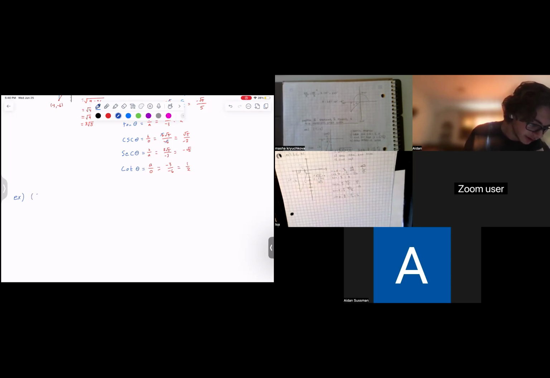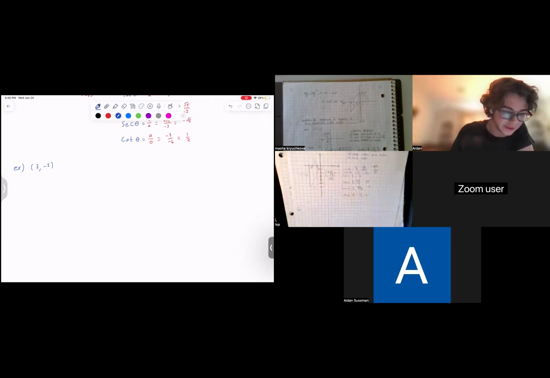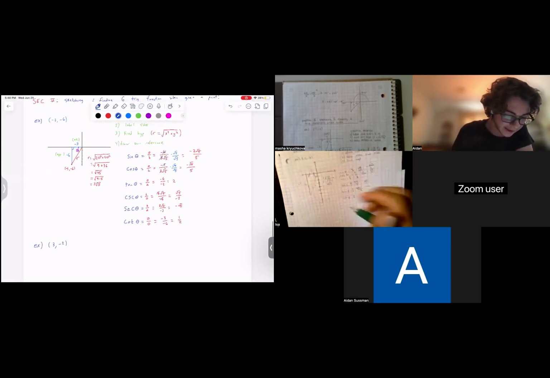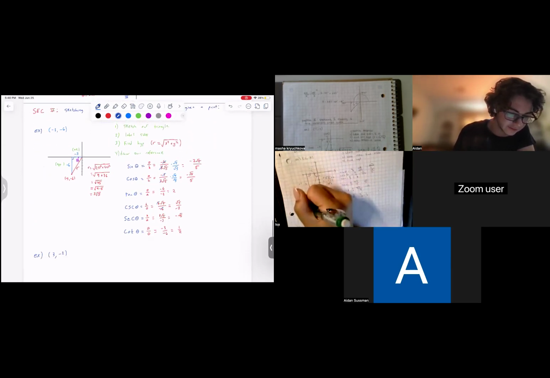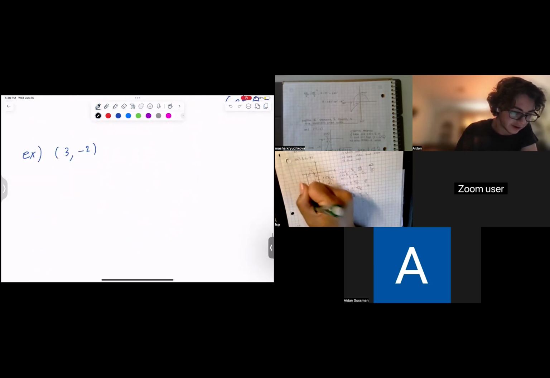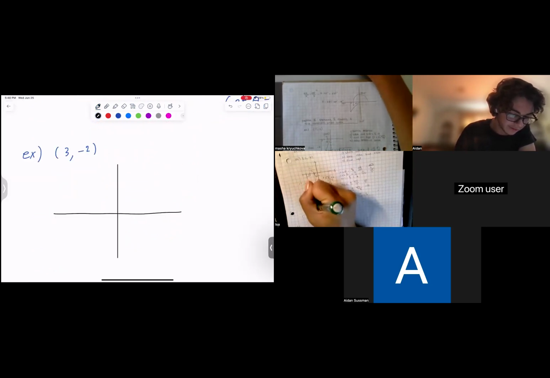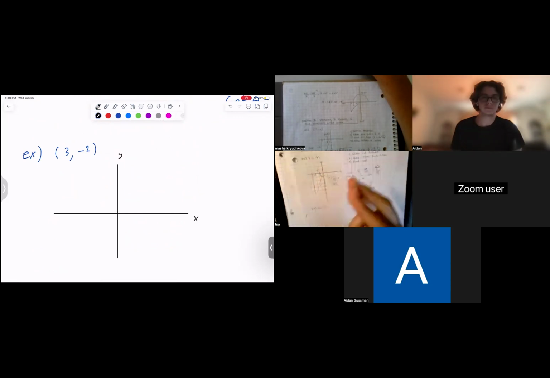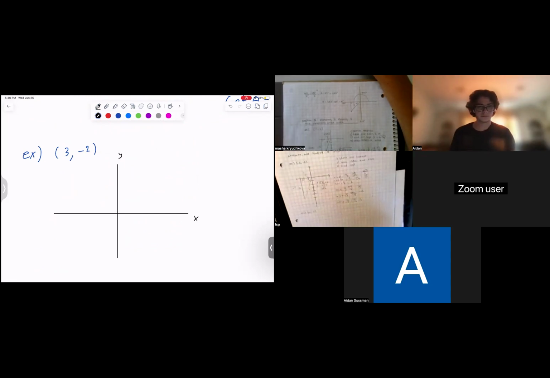Let's do, this is going to be 3, -2. And this is what we want to find the 6 trig functions of. So we're doing the exact same thing, but now we're starting with 3, -2. So, Masha, what's going to be our first step? So I'll draw an XY for us. And what am I going to do? Like plot the coordinate and sketch a triangle.